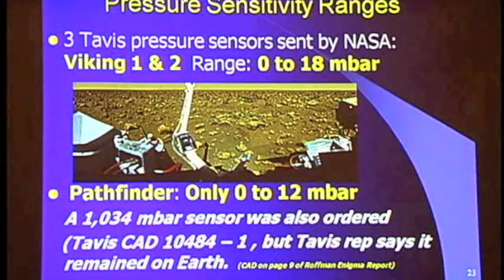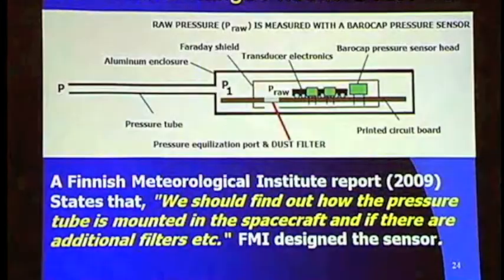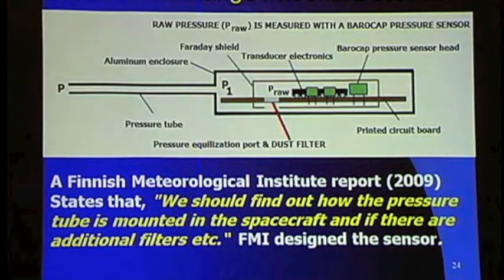Okay, next slide. All right. Last meteorological package and pressure sensor on Mars, the Phoenix lander, made by the Finnish Meteorological Institute. Now, in a report in 2009, they stated we should find out how the pressure tube is mounted in the spacecraft and if there are additional filters, etc. They built this thing. It's supposed to have one pressure dust filter. Now, the left-hand side, that is an intake tube up there. The thing underneath, P-RAW, with the red line pointing to it, is the dust filter.